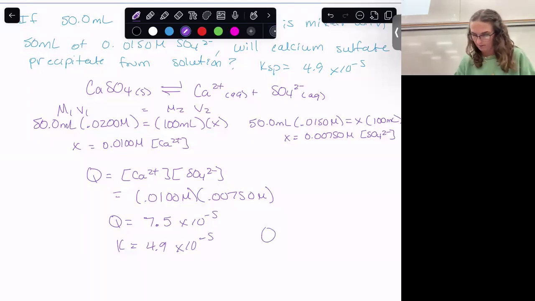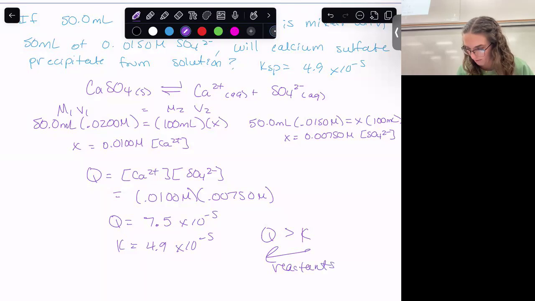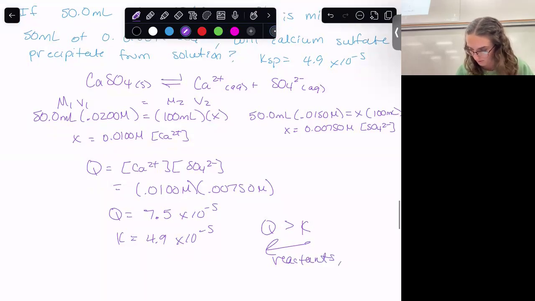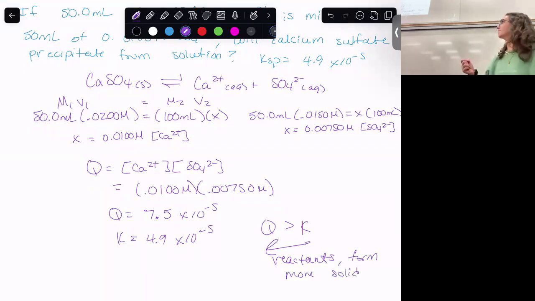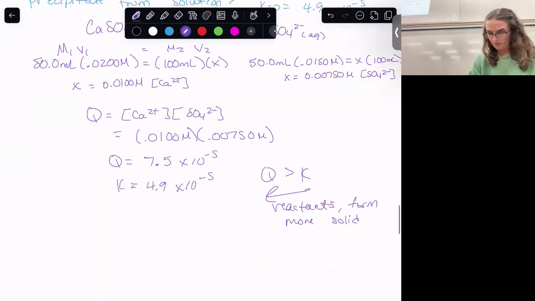So in this case, Q is greater than K. So what do we form? We form the reactants, which happens to be our solid. So does a precipitate form? Yes, a precipitate forms.